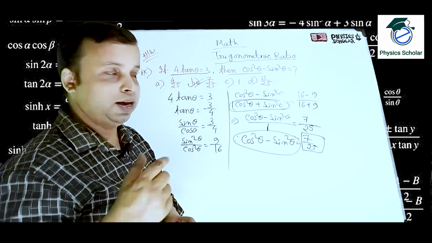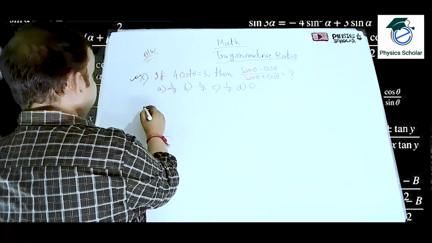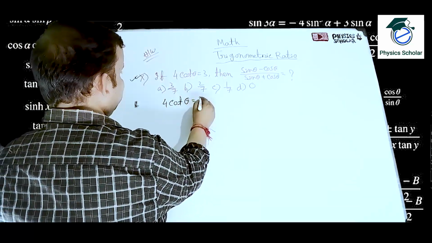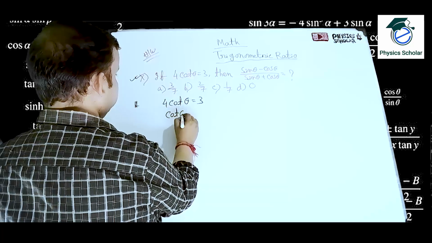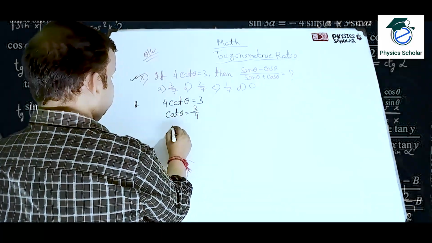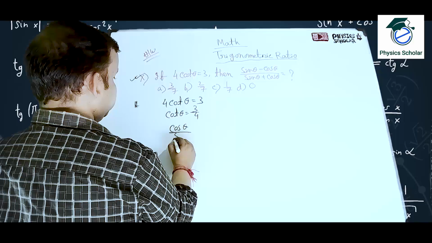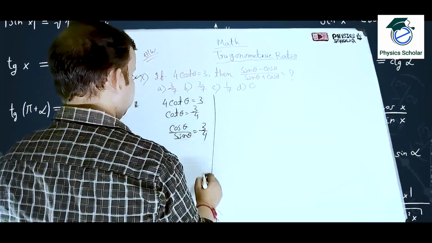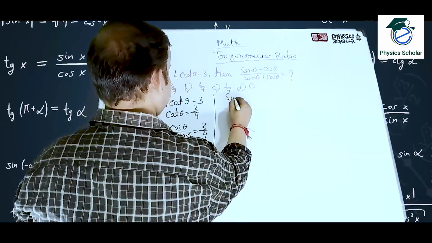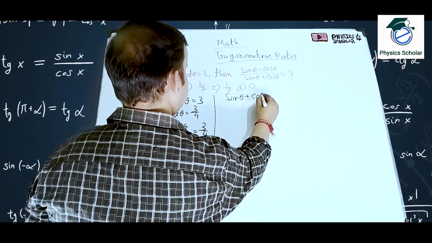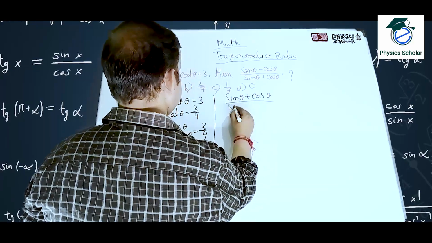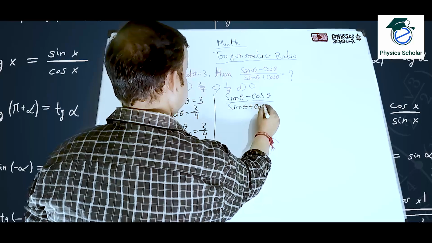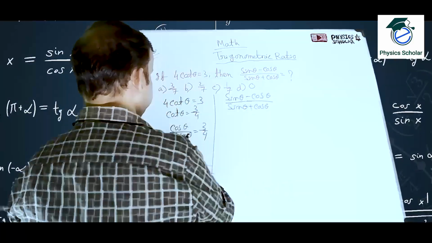So quickly now let us move to sum number 10. Sum number 10. 4 cot theta is given. So 4 cot theta is equal to 3. So cot theta is equal to 3 by 4. Cot theta means cos theta by sin theta is equal to 3 by 4. Clear? Now the same method we can use here. Sin theta plus cos theta divided by sin theta minus cos theta, using componendo dividendo.